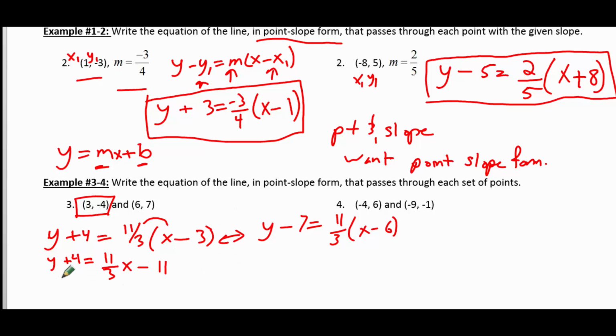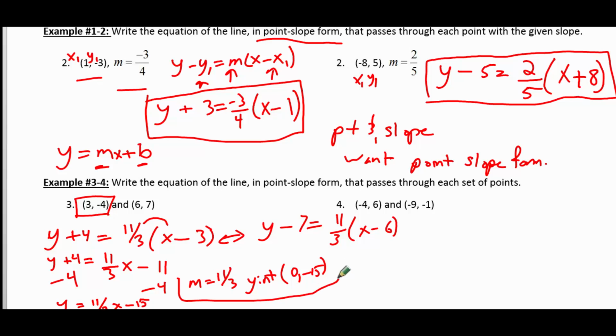Alright, and then the last step, if I wanted to put this in slope intercept form, is I would subtract over the 4. Just distribute, and you solve for y. So y equals 11/3 x minus 15. So from what we learned yesterday, the slope is 11/3, and the y-intercept would be (0, -15), because we're in mx plus b form. So we found our slope and our y-intercept.